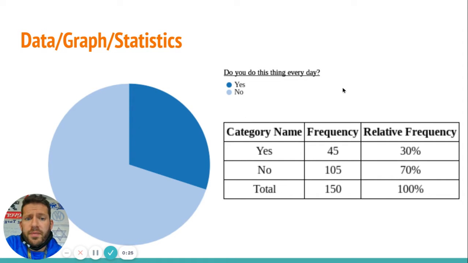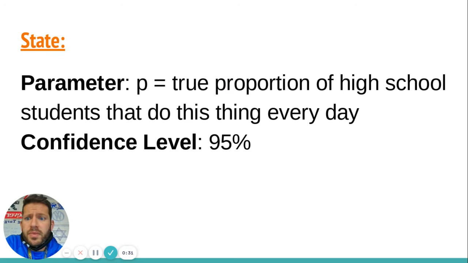I got a nice pie graph here. I was able to do a bar chart if I wanted to on Untitled.com. I thought this was pretty good. So when I started doing my four-step procedure, I started with state. The parameter I'm looking for is the true proportion P of high school students that do this thing every day.